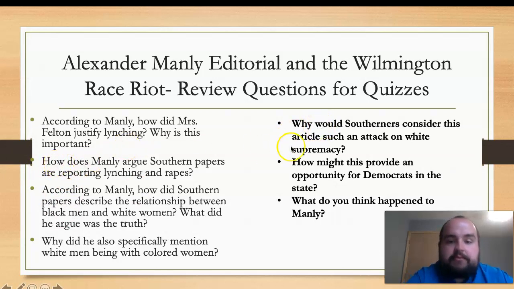Also, when you do that, try to think of why Southerners would consider this article such a problem and a threat to their supremacy. How is it going to give Democrats an opportunity? And just look ahead a little bit. What do you think is going to happen to Manley? So again, like I said, if you haven't already read it, go ahead and pause it and please go read it now. If you have read it, go ahead and pause this anyway and try to answer these questions for yourself.